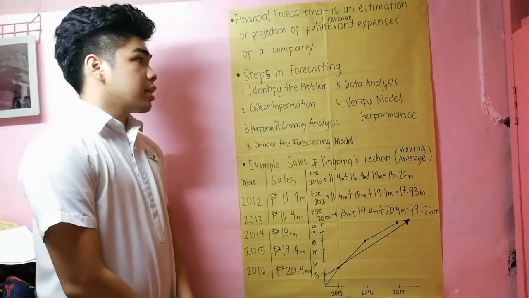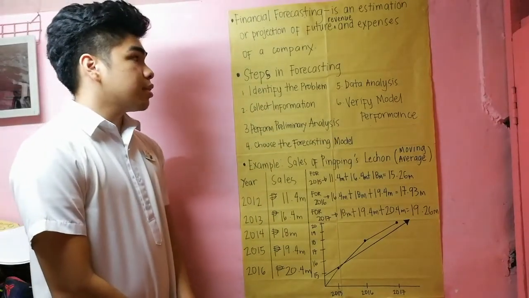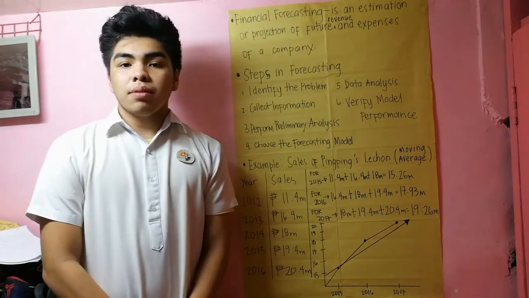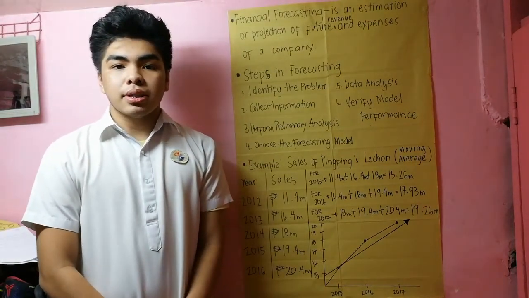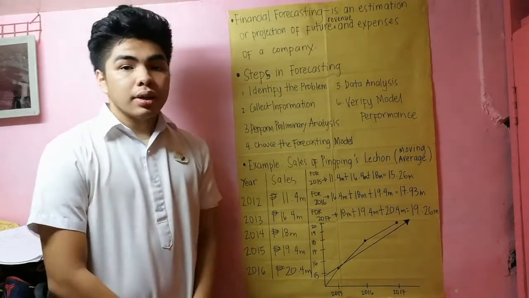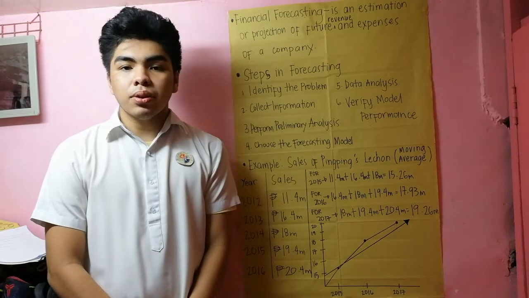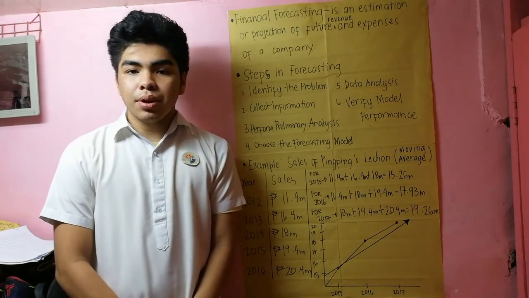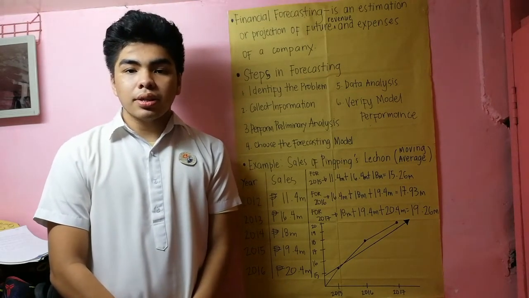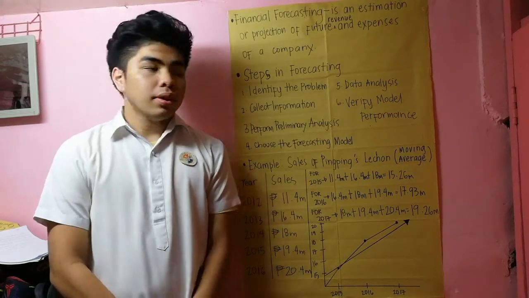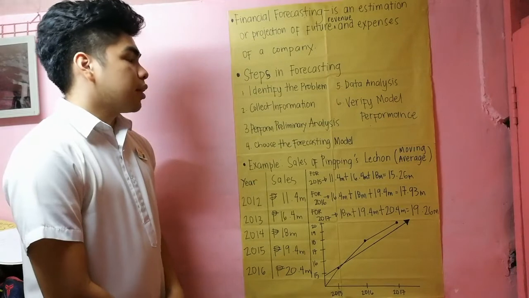Financial forecasting is an estimation or projection of future revenue and expenses of a company. Financial forecasting is critical in business success. To effectively manage working capital and cash flows, a company must have a reasonable idea on how much revenue it plans to receive and what necessary expenses will be over a given period. So what are the steps in forecasting?